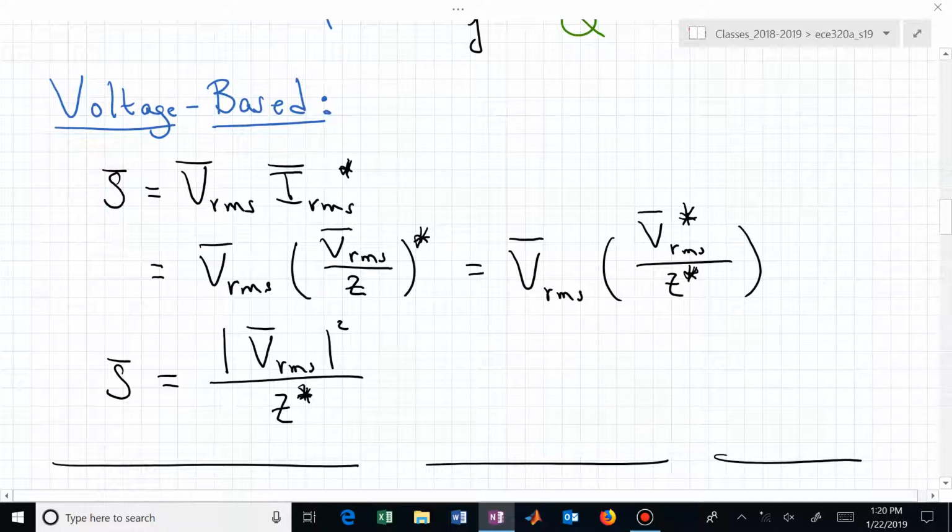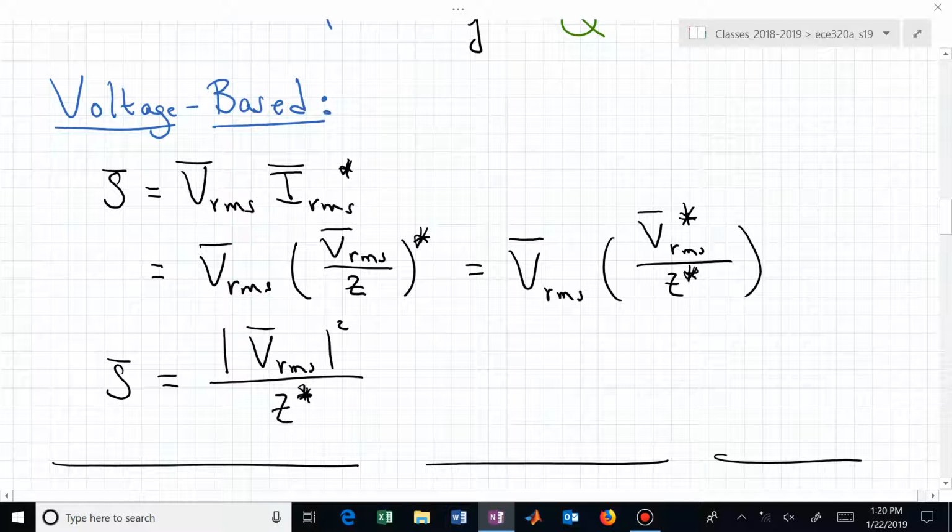Now we replace I with V over Z. When we take the conjugate of V over Z, or this ratio, it's now the conjugate of the numerator divided by the conjugate of the denominator. Then in the numerator of that complex power expression, we now have V times its conjugate, which is really now the magnitude of the voltage squared divided by the complex conjugate of the impedance Z. There is now the expression for the voltage based.